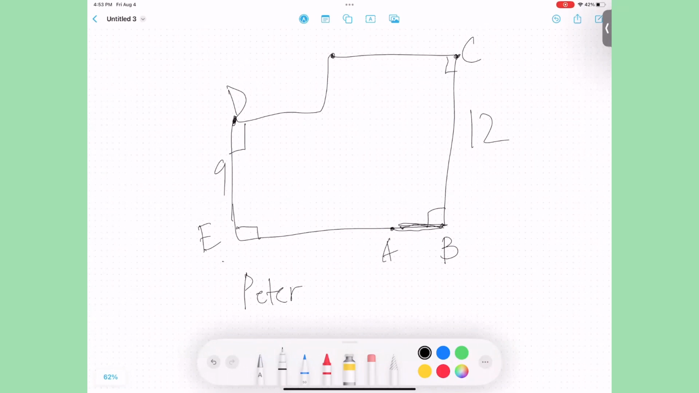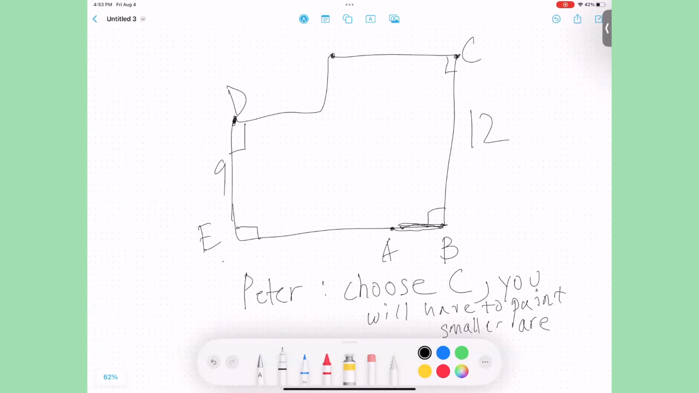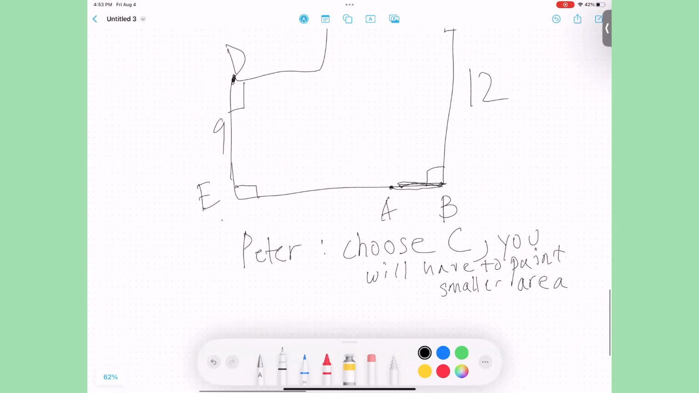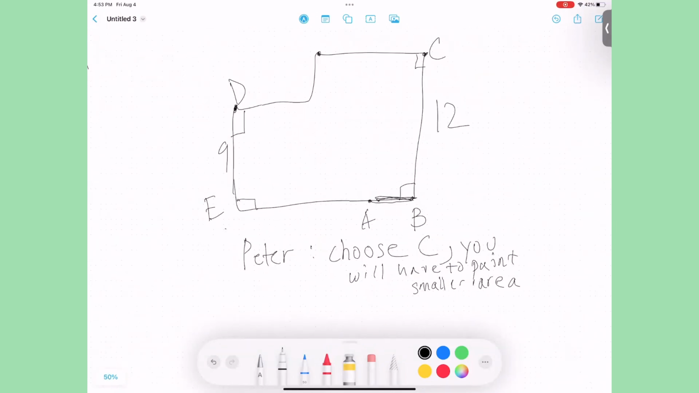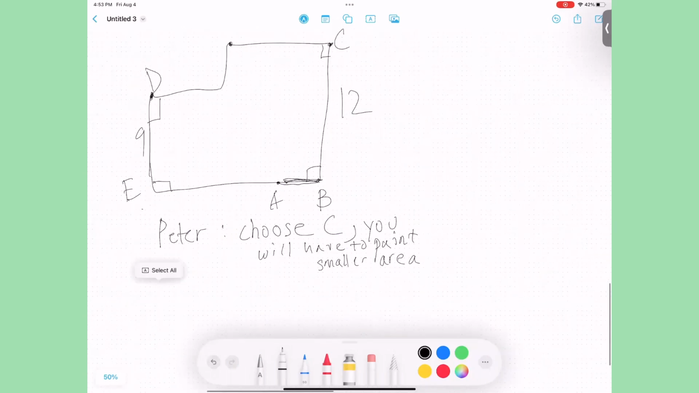Basically, now say Peter, he says that if you choose C, you will have to paint a smaller area. Right? Do you think this is a true statement? Just answer yes or no in the chat.